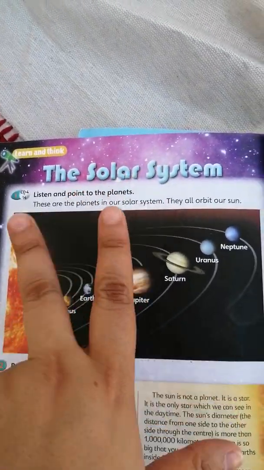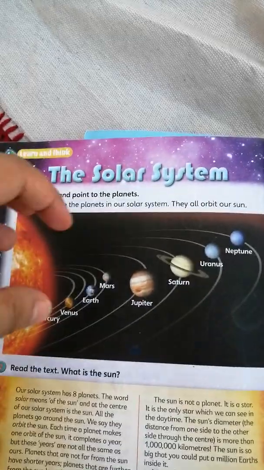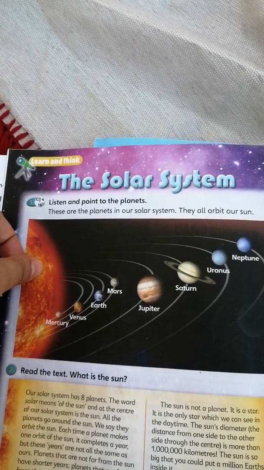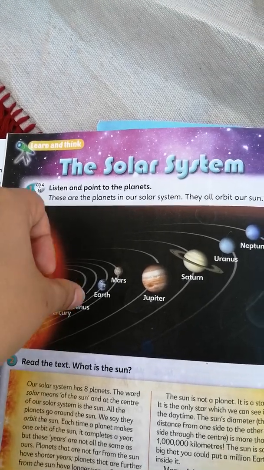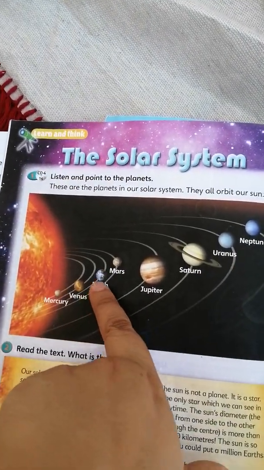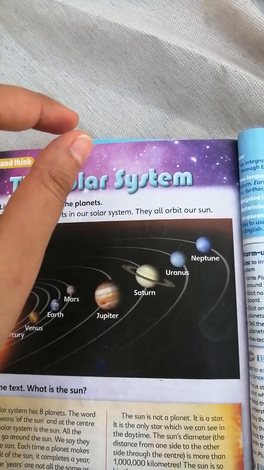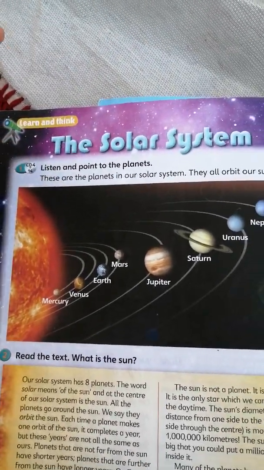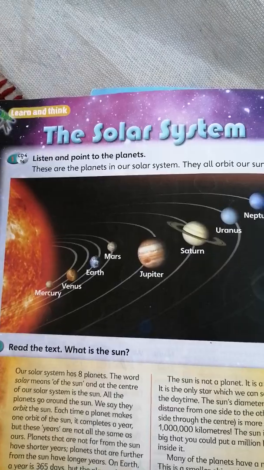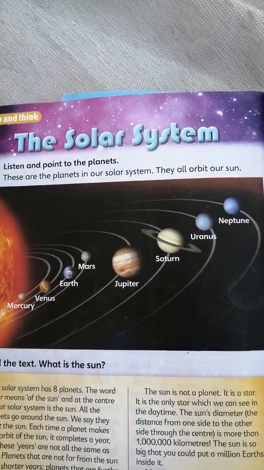Here, solar comes from the sun and system means all the movements of the planets with the sun. Okay? This is our sun. And we have 8 planets: 1, 2, 3, 4, 5, 6, 7, 8. 8 planets turn around the sun, orbit the sun. Okay, teacher, we don't know their names. So we are going to identify their names and more information about them.